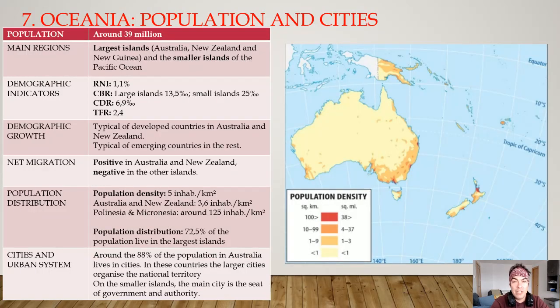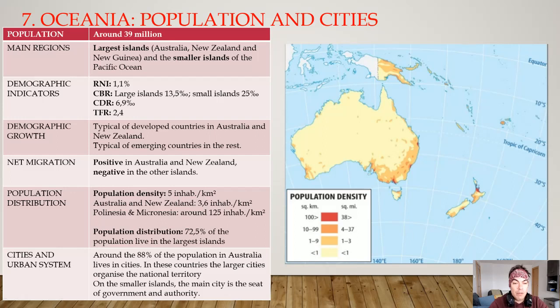And finally, we are going to finish the unit with Oceania. Oceania is the fifth continent, the least populated continent, with a population of around 39 million inhabitants. We have two main regions, which are the largest islands, Australia, New Zealand, and New Guinea, and then millions of very little islands in the Pacific Ocean. The rate of natural increase is 1.1. The CBR is low except for the smaller islands, which is a bit higher. The CDR is very low and the total fertility rate is 2.4.